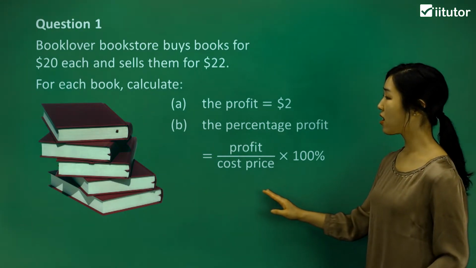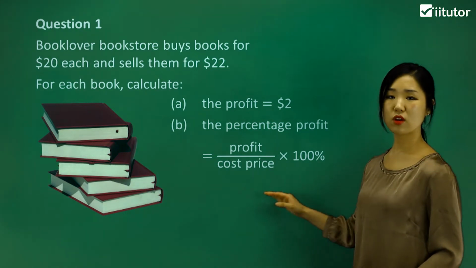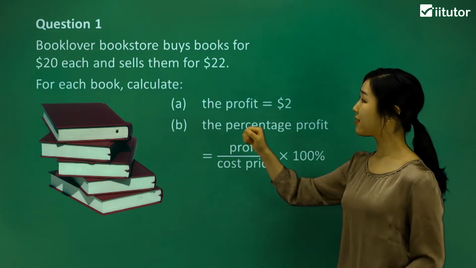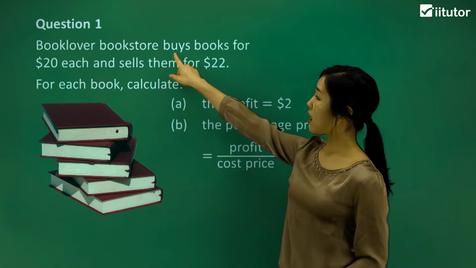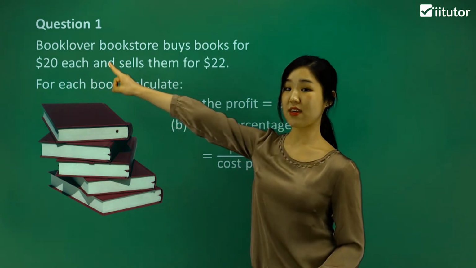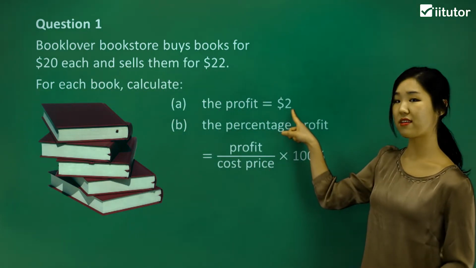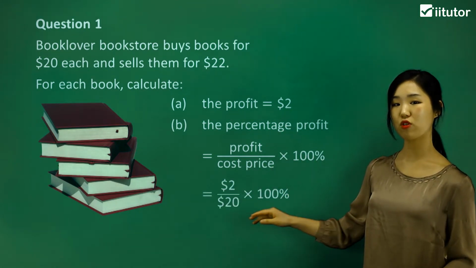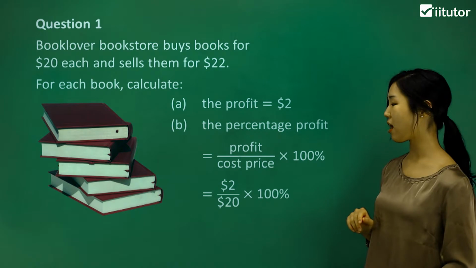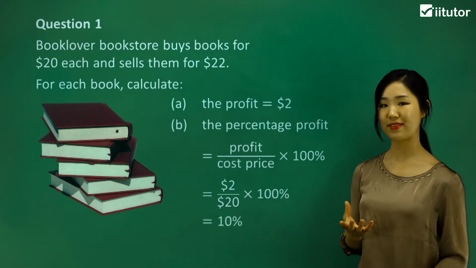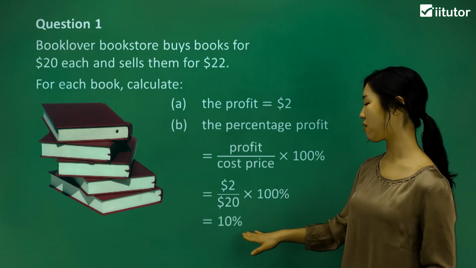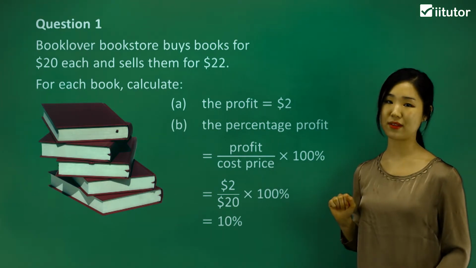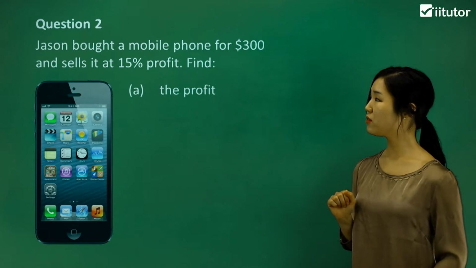Now how much is the cost price? The cost price is the amount that we initially bought it for. See, the bookstore buys books for $20 each, that is the cost price, and the profit, we found it in part A, didn't we? So you put the profit on the numerator and the cost price on the denominator, multiply it by 100, and you should get a percentage form value for the percent profit. It's 10% percentage profit. Make sense, guys? Just using the formulas. We'll move on to question 2.